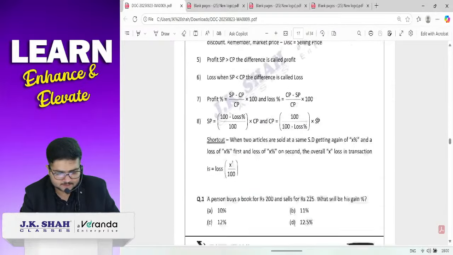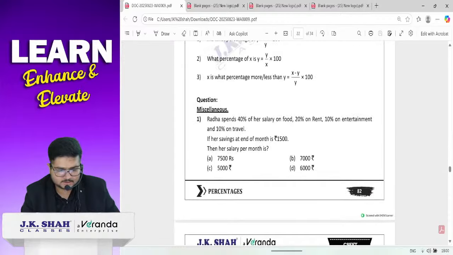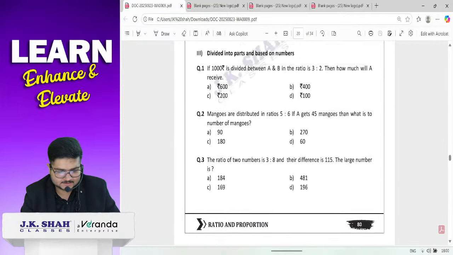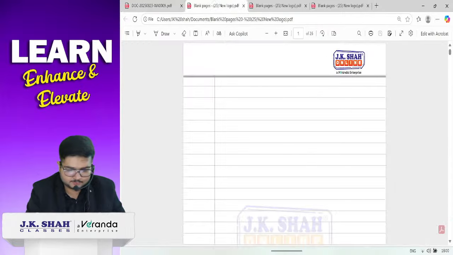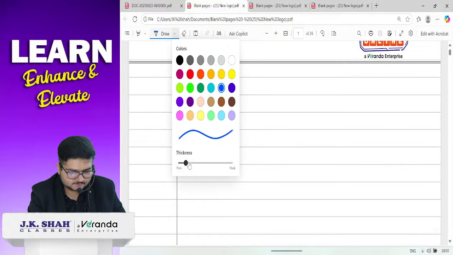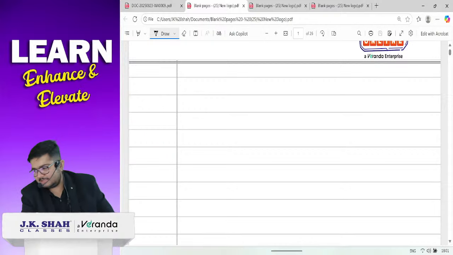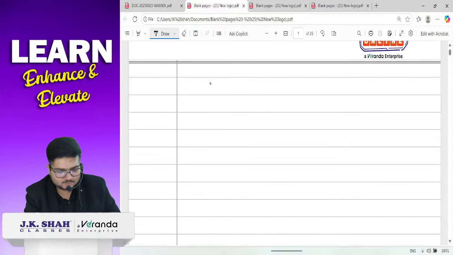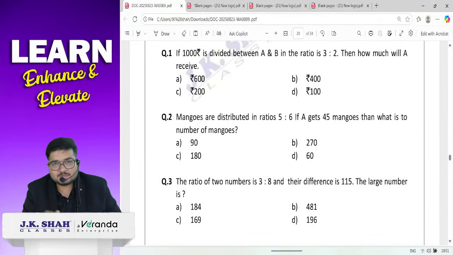Now, we are going to continue from the second sum of the chapter. We were doing the ratio and proportion chapter, right? When you are solving sums of ratio, every time there is only one target: you have to find one part. What do you mean by one part? I'll explain. See here, we'll do question number 2, and from that you will be able to understand.